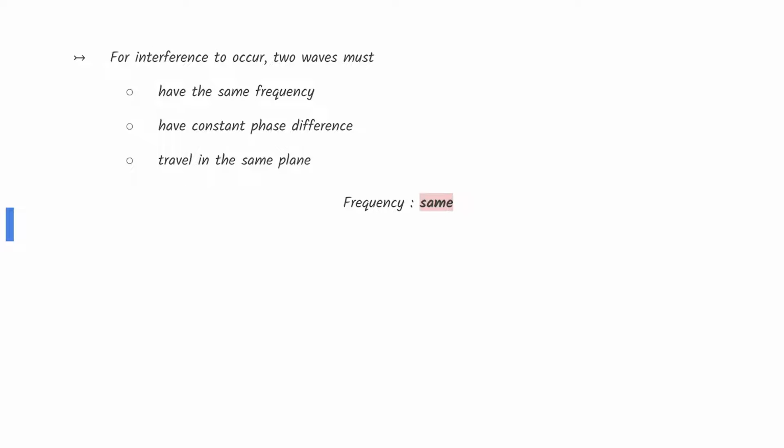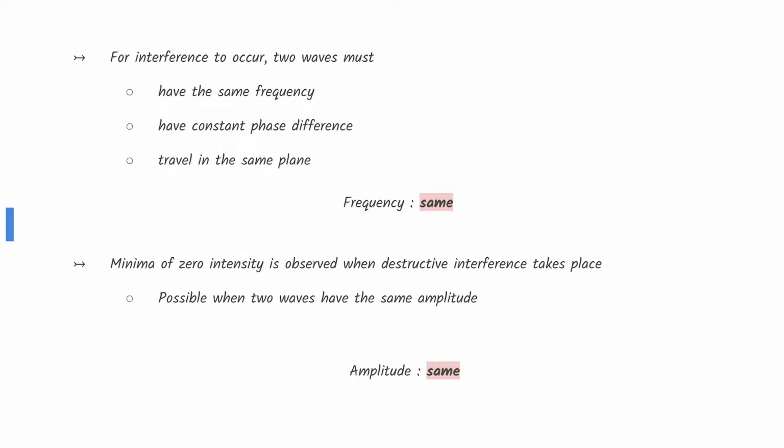For interference to occur, two waves must have the same frequency, have a constant phase difference, and travel in the same plane. Since the two waves interfere, the frequency must be the same. The minima of zero intensity refers to destructive interference. This is when waves completely cancel each other out. It is possible only when the two waves have the same amplitude, therefore the amplitudes also must be the same.